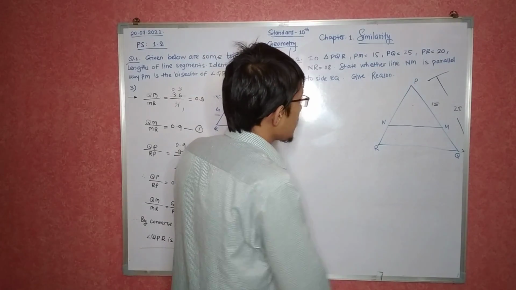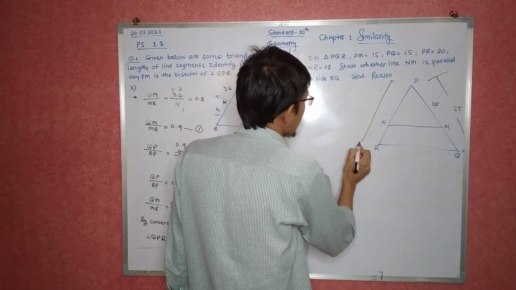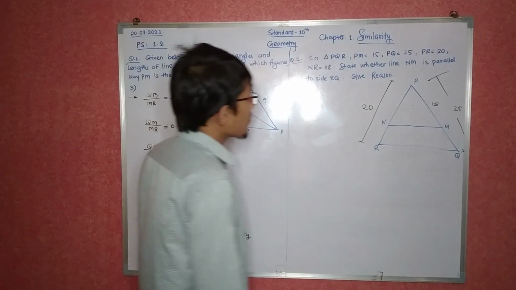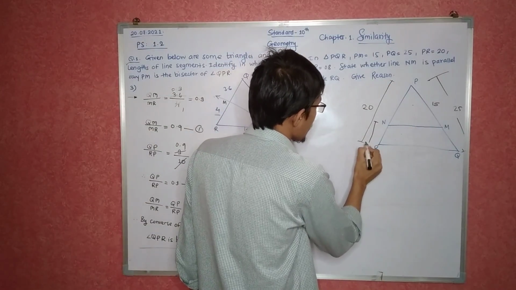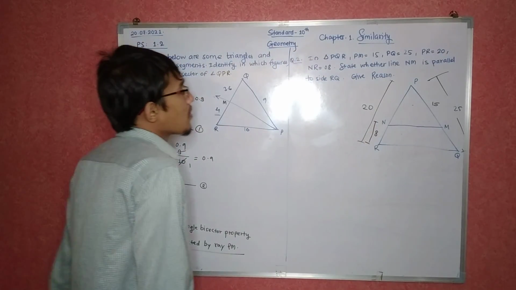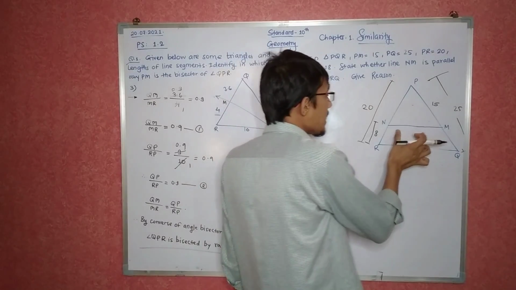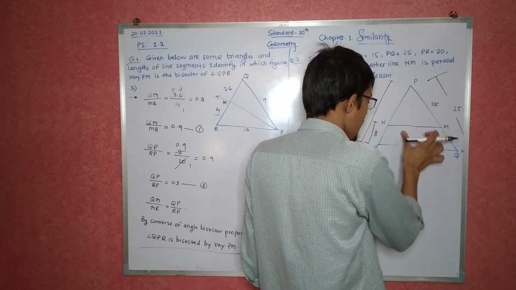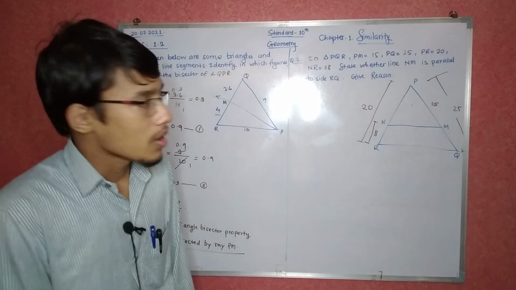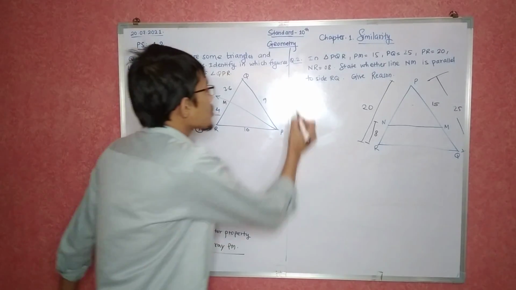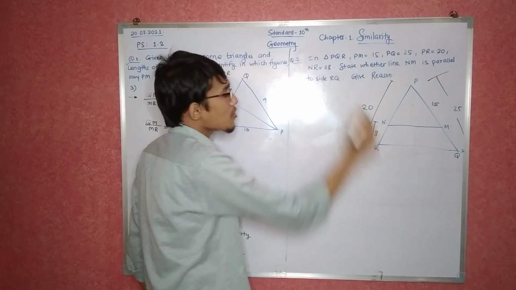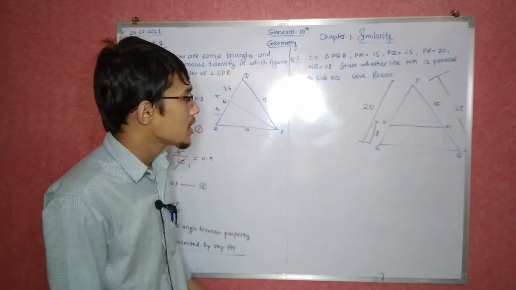PR is given as 20. Again, the complete value of PR is given, that is 20. NR is given as 8. What we have to find is whether the line NM is parallel to RQ or not. In this particular question we are going to use the converse of BPT, the converse of the basic proportionality theorem.